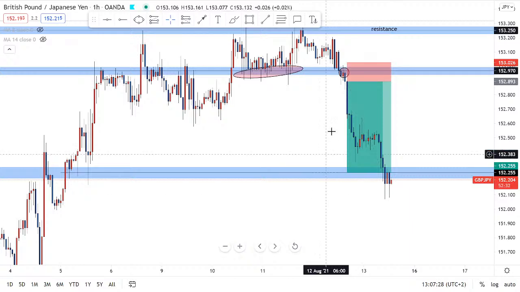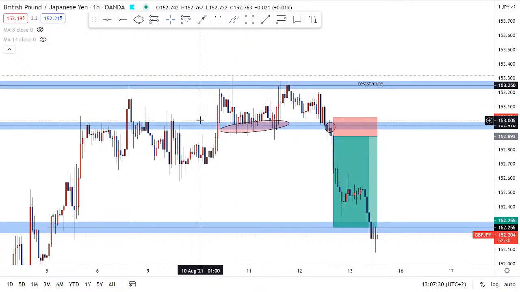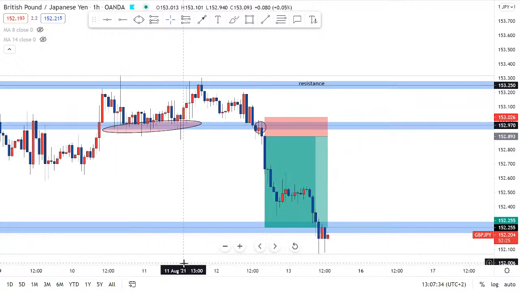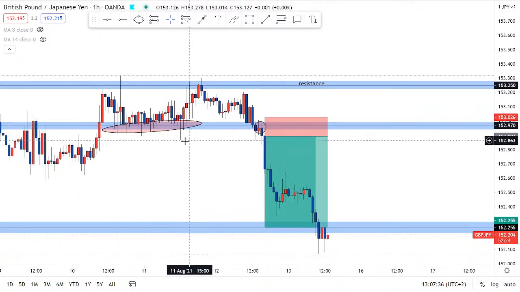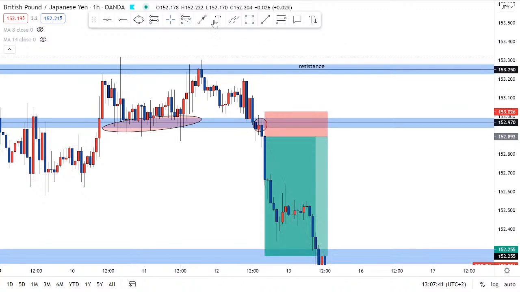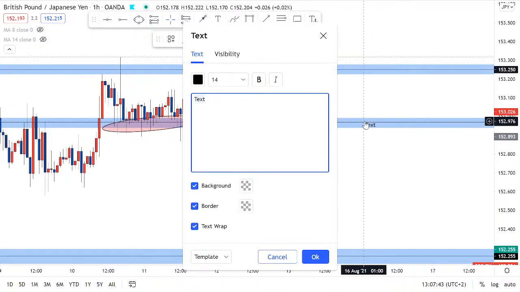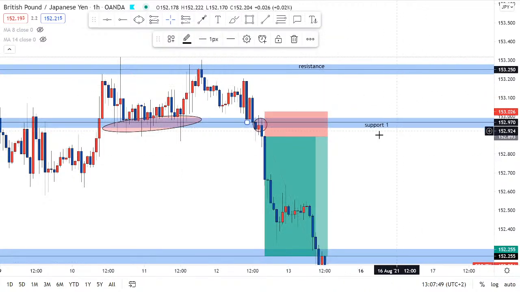what we were looking for, because the market was consolidating around these areas. Look what happened. The market was failing to break here. So after the market broke our support, let me just make it easy. I'm gonna say support one. After the market broke our first support, I'm just gonna put it.